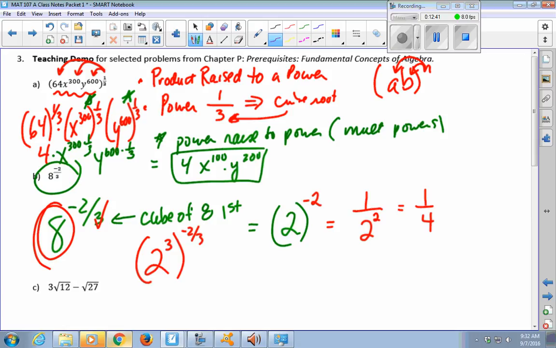And now use the same rule you used up here. You have a power to another power. Just multiply. And when you multiply those two numbers, notice your 3's cancel and you get 2 to the -2, which is 1/4. It's just another little shortcut.